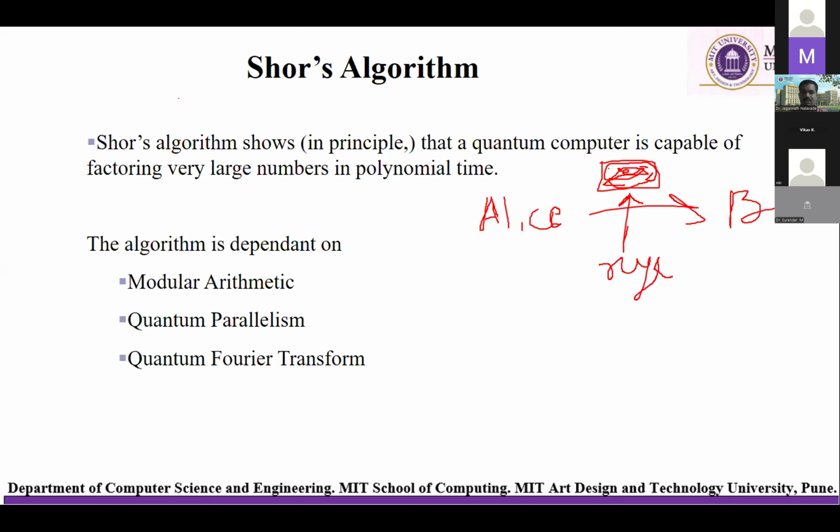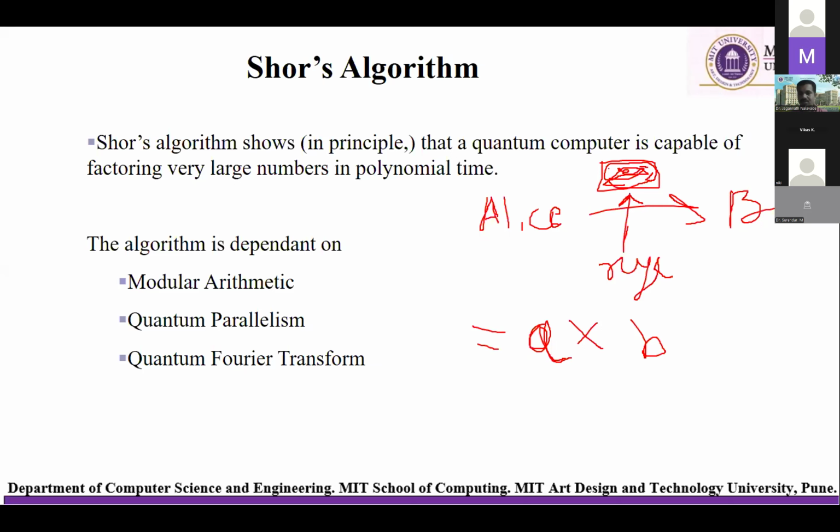So Shor has designed one algorithm for this particular problem. We are passing this particular embedded message, and we have to find out the factors of this particular message, and using these factors we can identify that.